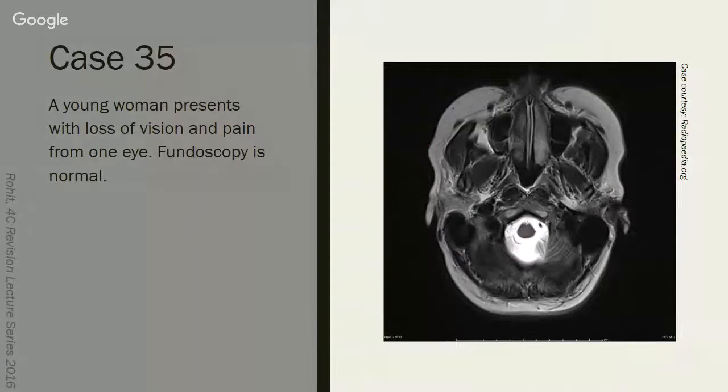So here we've got a young woman, and I'm not going to make you interpret the MRI. A young woman presents with loss of vision and pain in one eye. Fundoscopy is normal. Who are we up to? Yeah, we'll go back to you. So just from the two sentences I've given you there and what I just talked about in the last question. Young woman, loss of vision, pain in one eye only. Fundoscopy is normal.